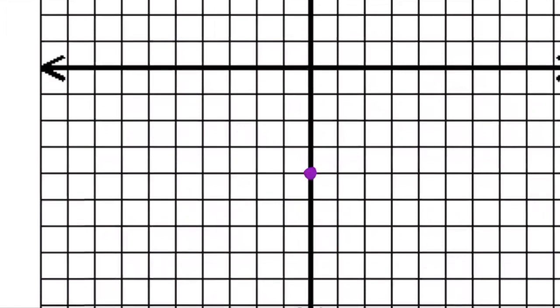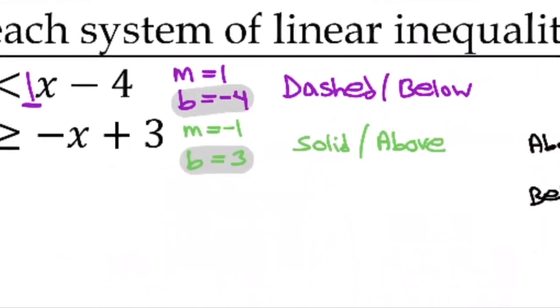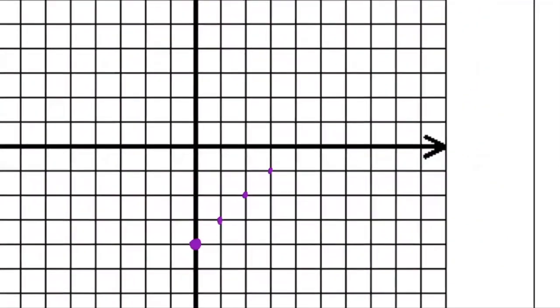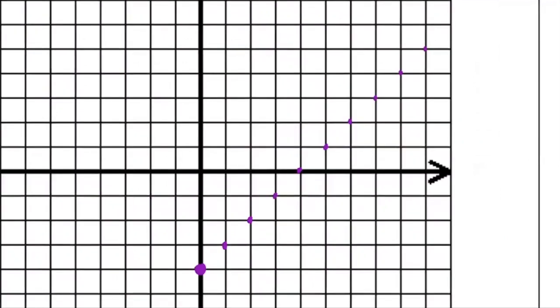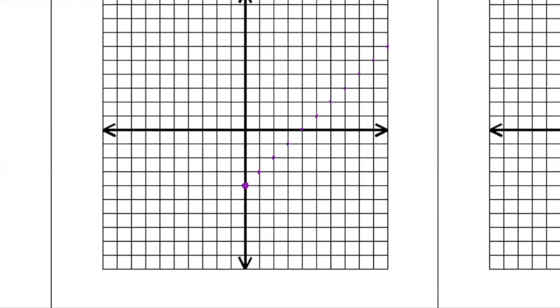So I'm going to put a point, and then from there, I'm going to apply the slope, which is 1, which means I'm going to do the slope of 1 over 1. So up 1, right 1, up 1, right 1. All right, and that is a dashed line. So remember on Notability, you have the ability to create a dashed line.